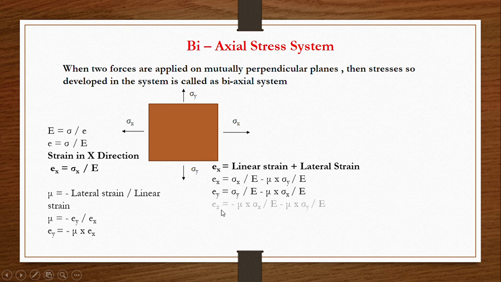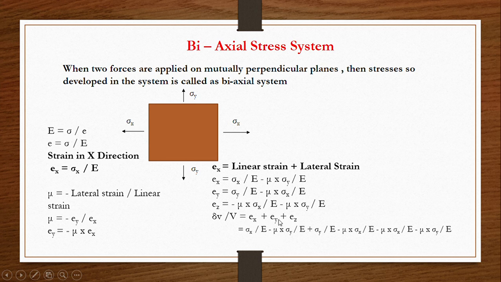Now this is a biaxial system, so sigma z is absent. That's why the strain in the z direction will be the negative of the other two, that is x and y: minus mu into sigma x divided by E minus mu into sigma y divided by E. Now the total strain, that is the volumetric strain, the change in volume to the original volume, is equal to the sum of the strains in each direction, that is x direction, y direction and z direction. Substituting the values of e of x, e of y and e of z, we get this equation by taking the common sigma x and sigma y.